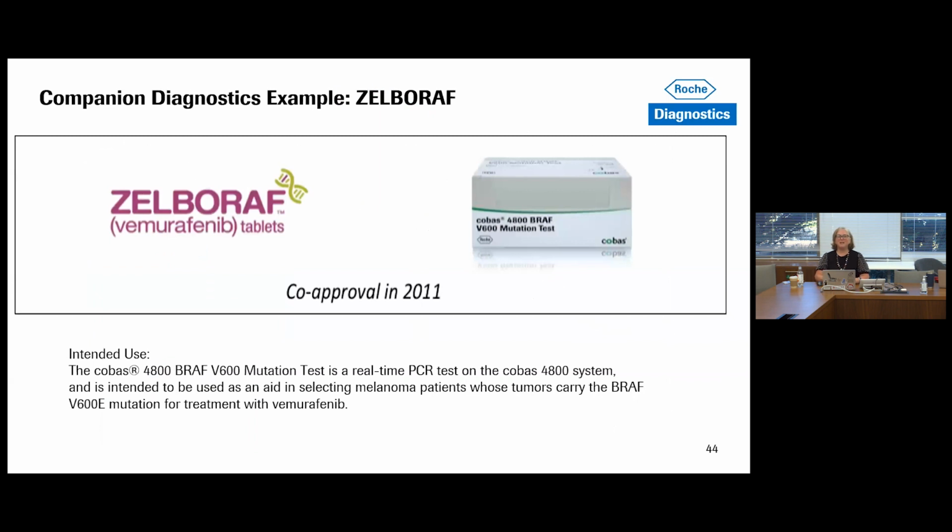So the companion diagnostic product that resulted from this work is the cobas mutation test. Perhaps many of you are familiar with the Roche cobas line of, in this case, a PCR-based product. So this is an assay that runs to detect alterations at the V600 location. It's a real-time PCR test, and it has been FDA approved for use together with Zelboraf.